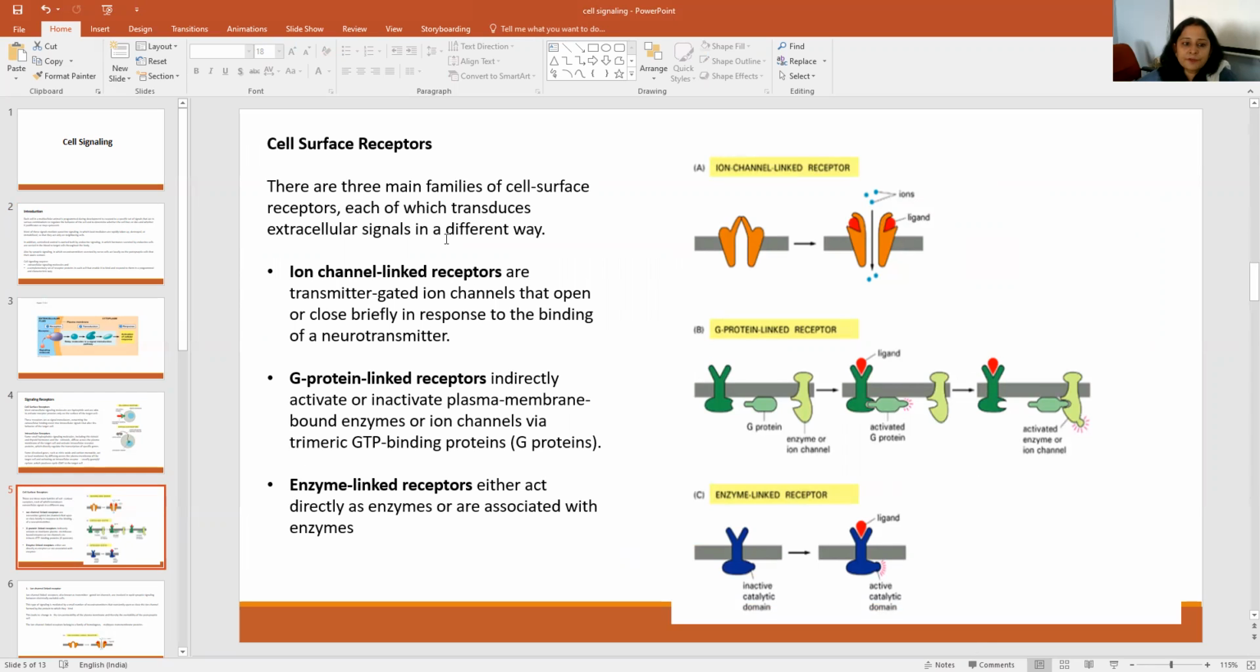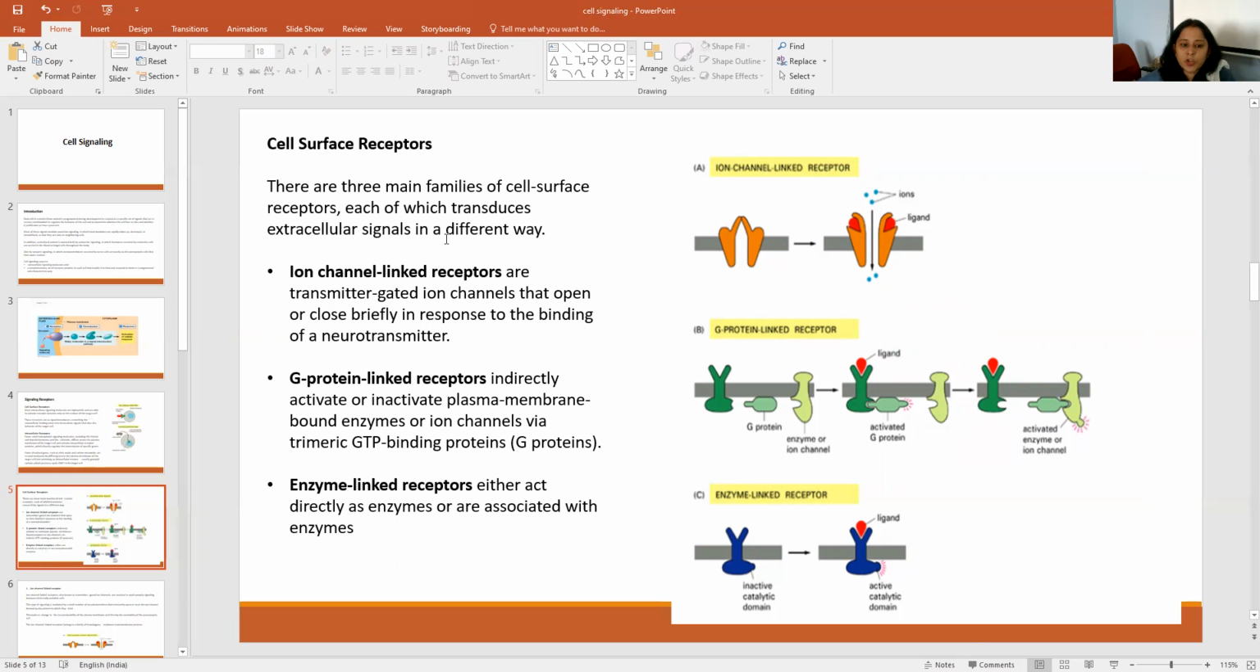Now we'll see the different types of cell surface receptors. There are three main families of cell surface receptors, each of which transduces extracellular signals in a different way. So we have three kinds of cell surface receptors. The first one is ion channel linked receptors. The other one is G protein linked receptors. And the third one is enzyme linked receptors.